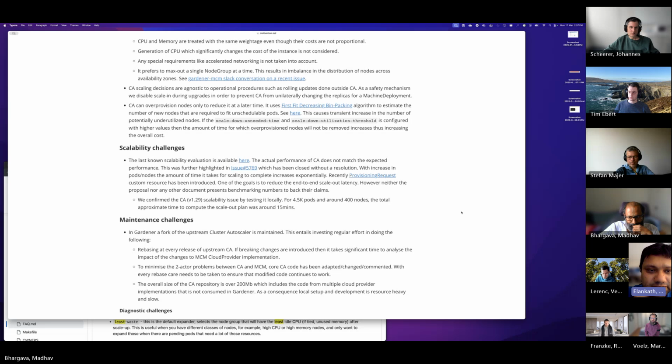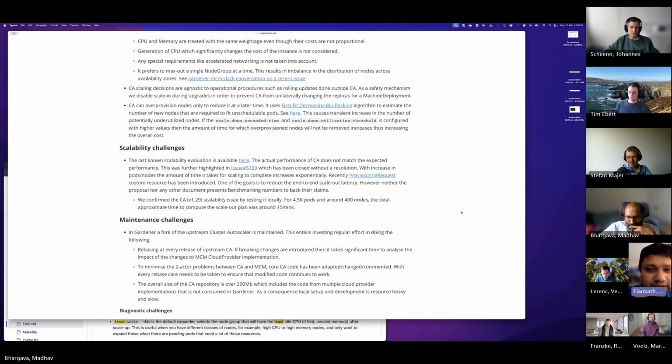There's also a challenge with respect to the performance. This is not as expected in the CA performance guidelines. So we saw that with an increase in the pods and nodes, the amount of time it takes to scale increases exponentially. I'm not sure whether the word exponentially is correct or polynomially is the right word, but effectively it's not linear. It's a bit beyond linear.